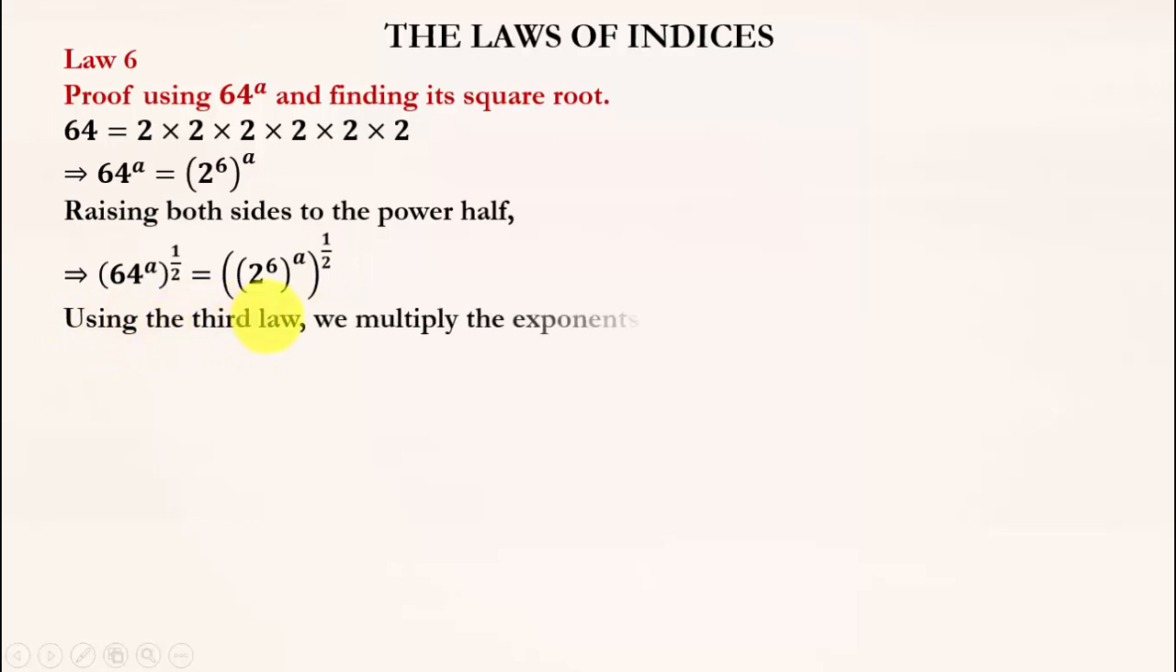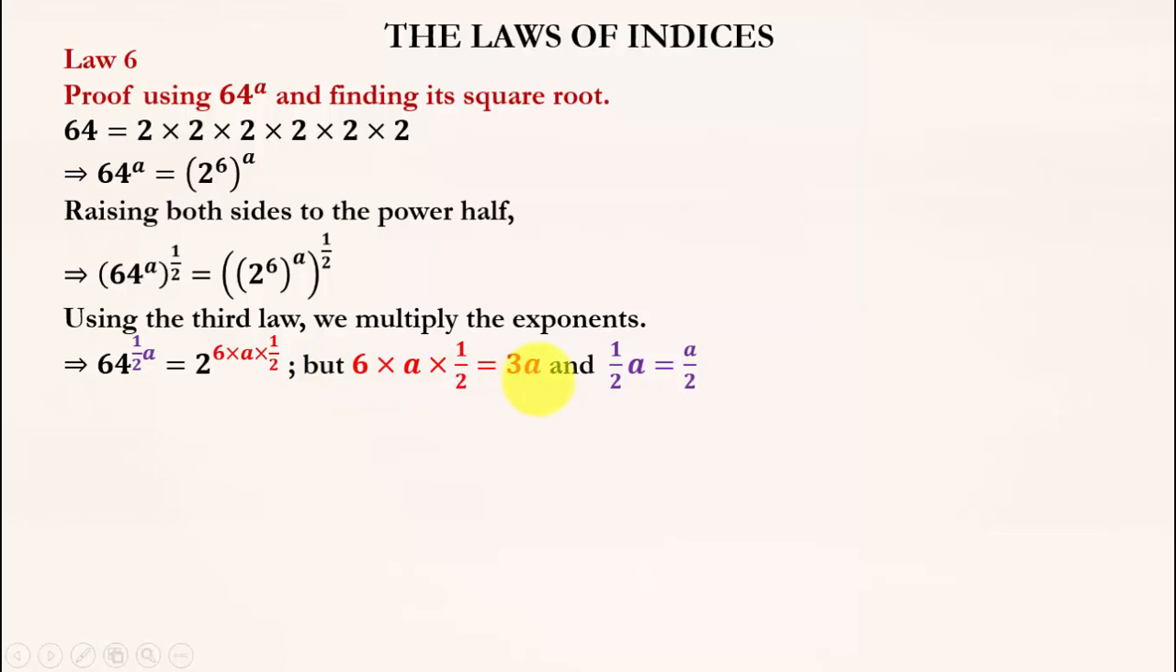Using the third law, we multiply the exponents at both sides. That's going to imply that 64 to the power half a is simply going to be equal to 2 to the power 6 times a times half. But we know that 6 times a times half can be simplified to the answer 3a. And of course, half a is the same as a over 2. And that is going to imply that 64 to the power a over 2 is going to be equal to 2 to the power 3a.